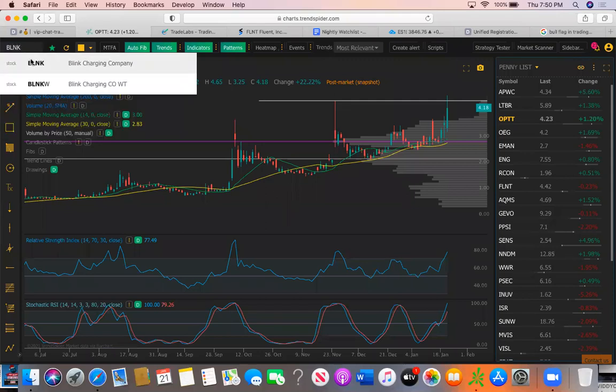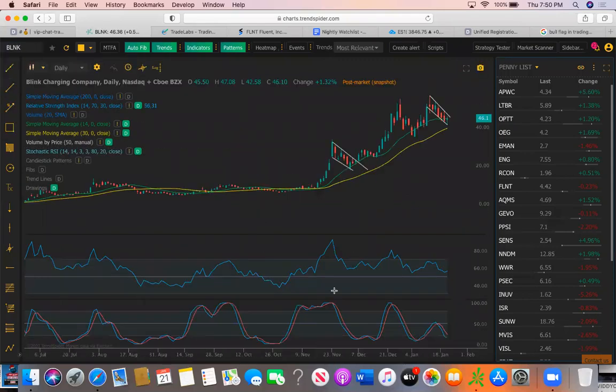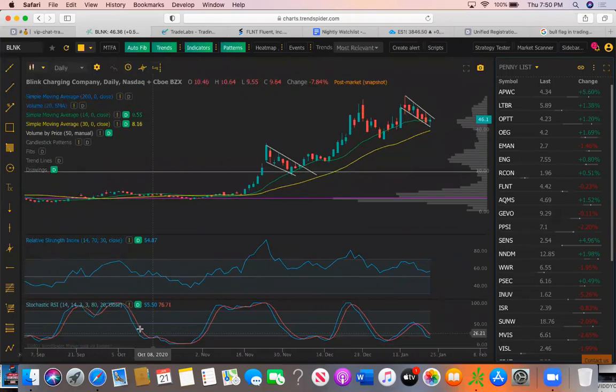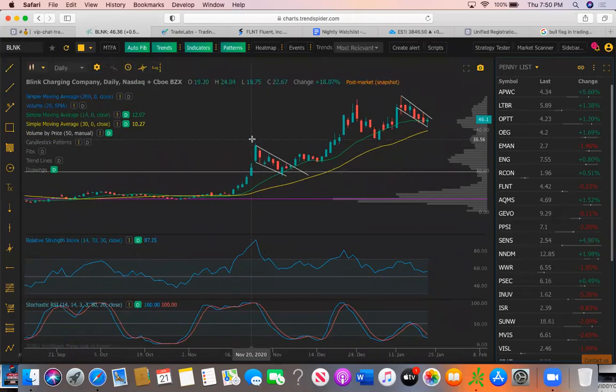Let's do this. I'm going to bring up Blink Charging. And here's a clear example of like a falling wedge here. So you see the channels that I have drawn here, and then you can see the breakout going higher. And now we have another basically falling wedge setting up here, looking for the same breakout, breaking over this previous high at around 58 and going higher into the 60s.